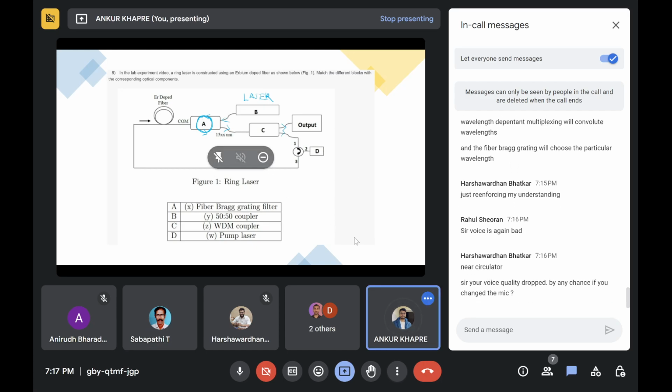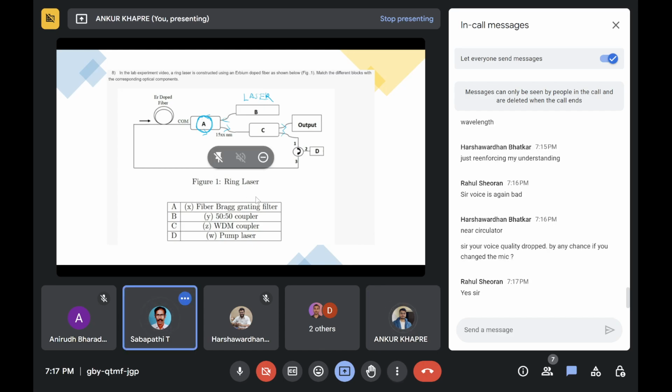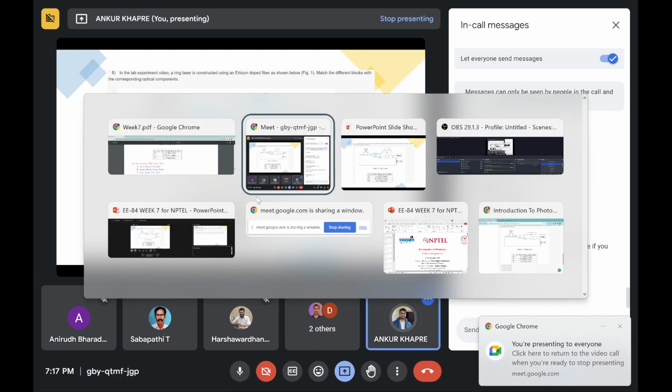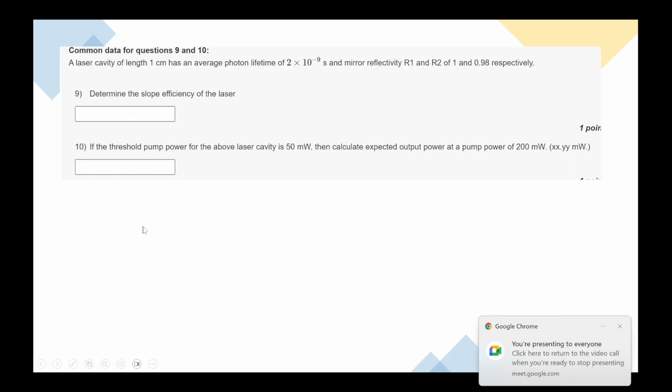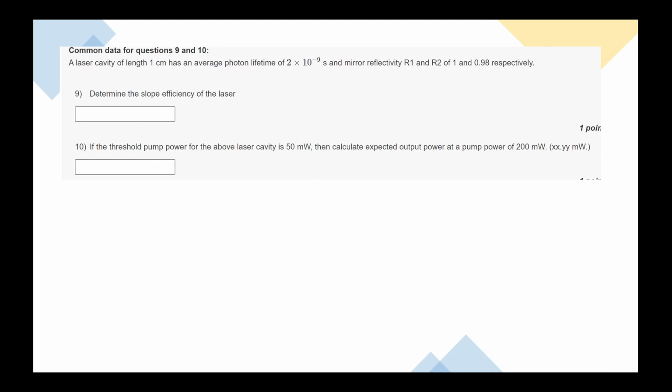Okay, did you get that? All the options. Are you agreed with me? Okay. Now we'll go for question number 9. Questions 9 and 10 have common data. The common data is: a laser cavity of length 1 centimeter has an average photon lifetime of 2 times 10 to the power minus 9 second and mirror reflectivities R1 and R2 of 1 and 0.98 respectively.